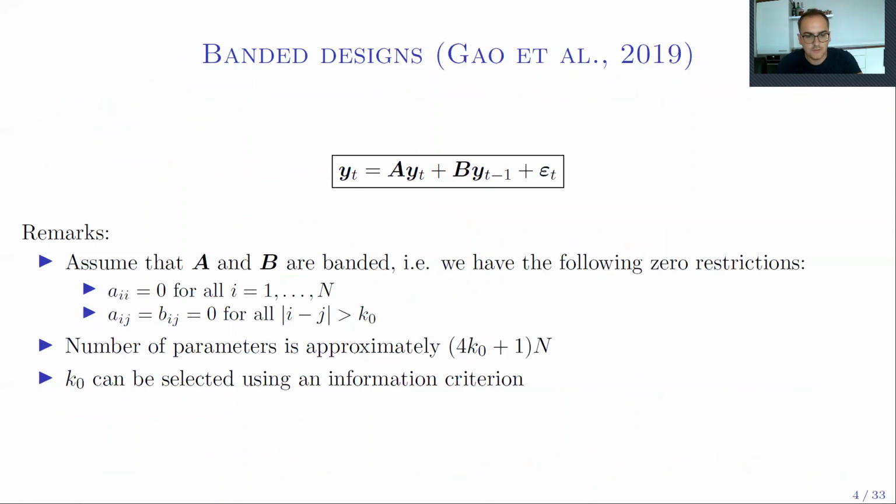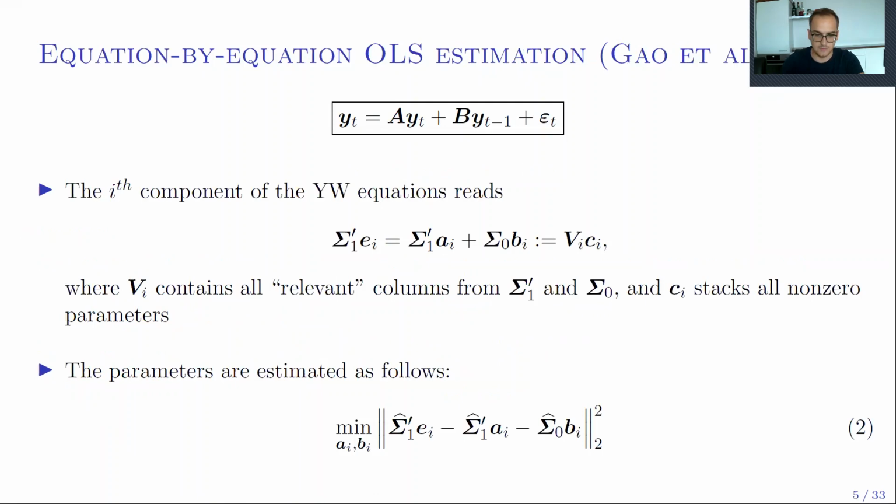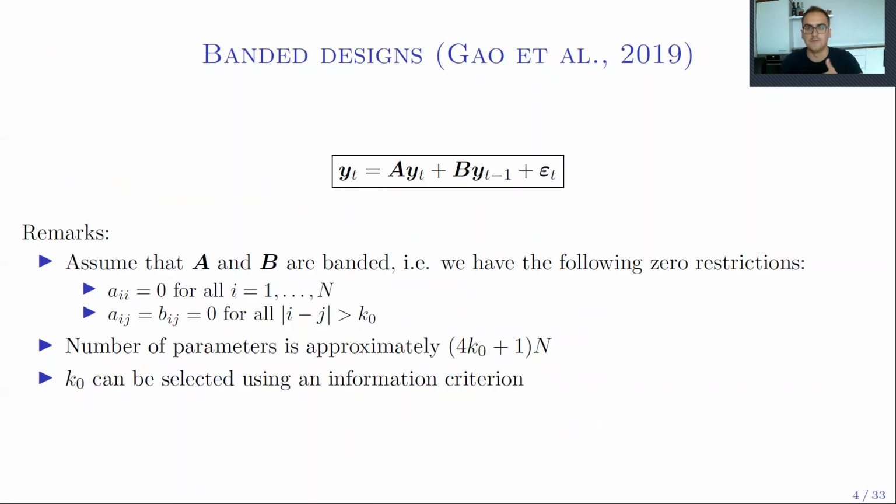Now, Gao et al. in 2019 proposed to assume that the matrices A and B are banded with bandwidth K0. And as long as K0 is small enough, we would be able to identify and estimate these elements in A and B.